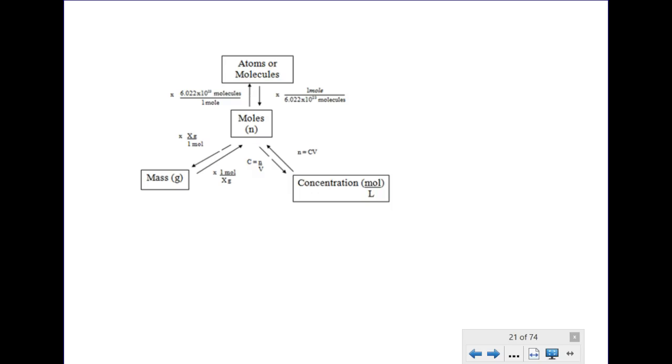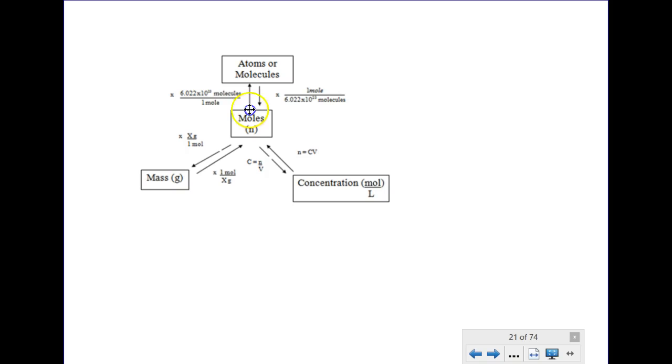Hi, Chrissy. I just want to give you a few suggestions for working through the Calculating Mass, Moles, and Number of Particles worksheet. This is a roadmap that is going to help you determine where you're starting and where you need to go with your calculations.